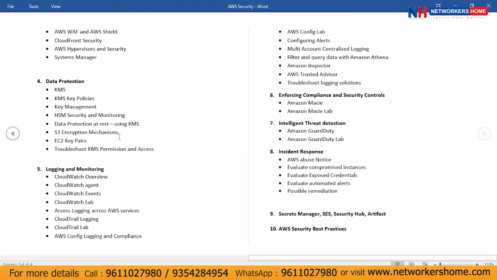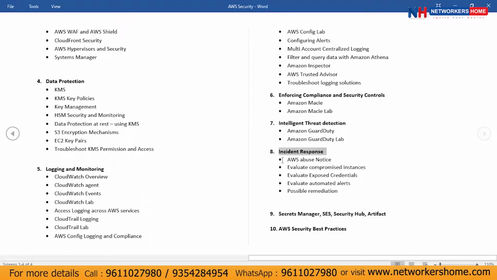Then data protection using KMS and HSM, and how we can encrypt the data stored on EBS, S3, and databases, like that. Then we have logging and monitoring, where we cover in depth CloudWatch, CloudTrail, AWS Config, configuring alerts, multi-account centralized logging, Amazon Inspector, Trusted Advisor, and troubleshooting logging solutions. Then we have compliance and security control, threat detection, and incident response.